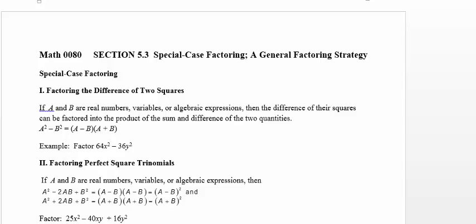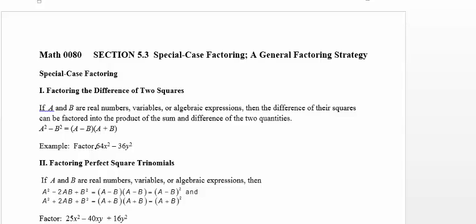Let's take a look at section 5.3, where we want to look at special case factoring and a general factoring strategy. Our first special case we want to consider is factoring the difference of two squares. If A and B are real numbers, variables, or algebraic expressions, then the difference of their squares can be factored into the product of the sum and difference of the two quantities. So in other words, A squared minus B squared will equal A minus B times A plus B.